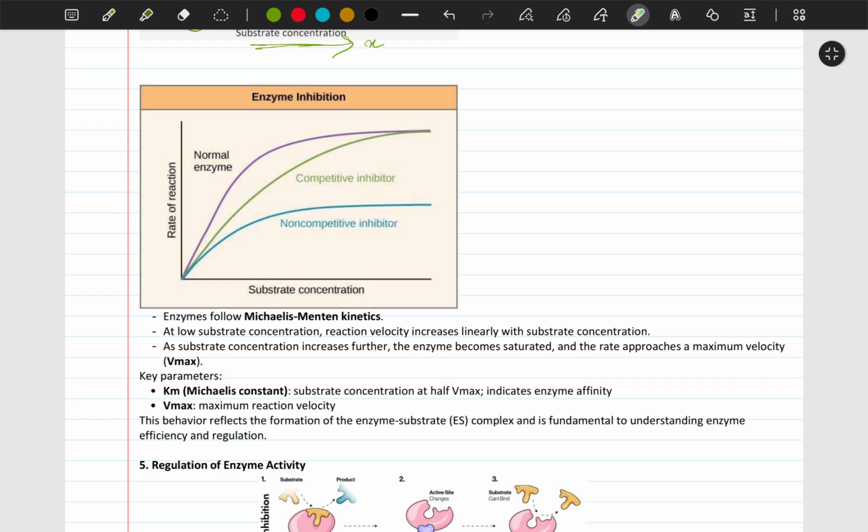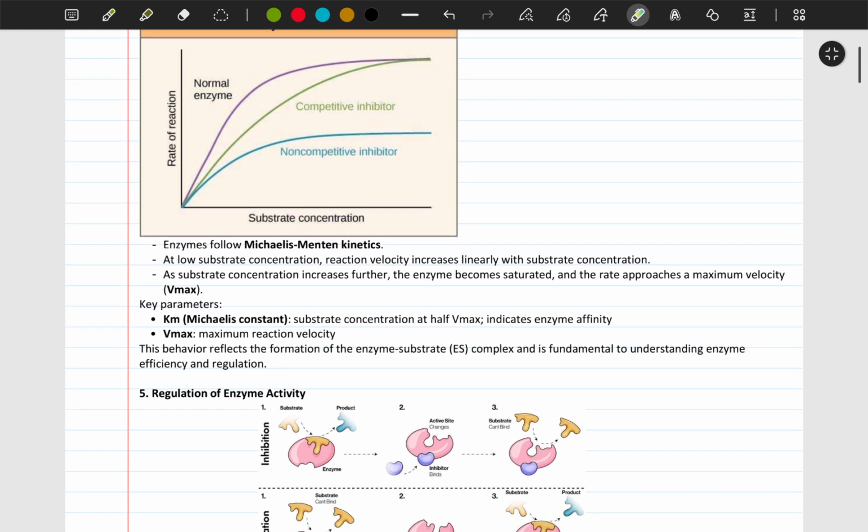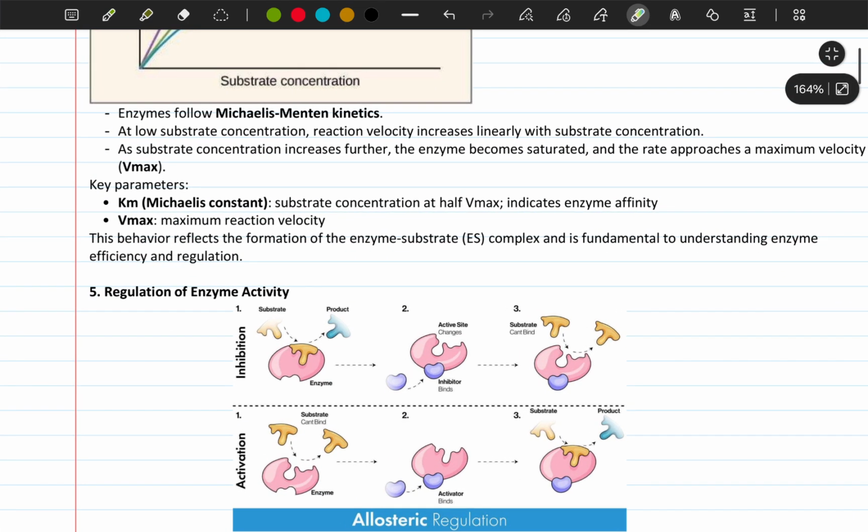Key parameters: Km, the substrate concentration at half Vmax, indicates enzyme affinity. Vmax is the maximum reaction velocity. This behavior reflects the formation of the enzyme-substrate complex and is fundamental to understanding enzyme efficiency and regulation.